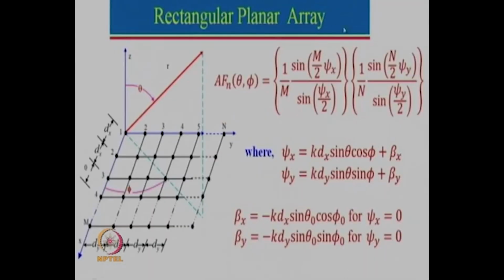In the design problem, generally it will be said to design an array which along the x axis should give me, let us say, a beam width of 30 degrees, and along this axis it should give me a beam width of 10 degrees. So now we need to design a rectangular array which should give me a beam width of 10 degrees on this side, and let us say a beam width of 20 degrees on this side.